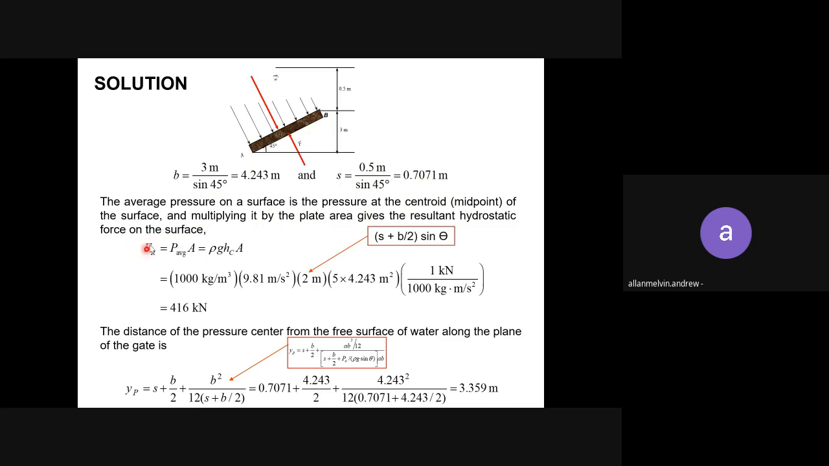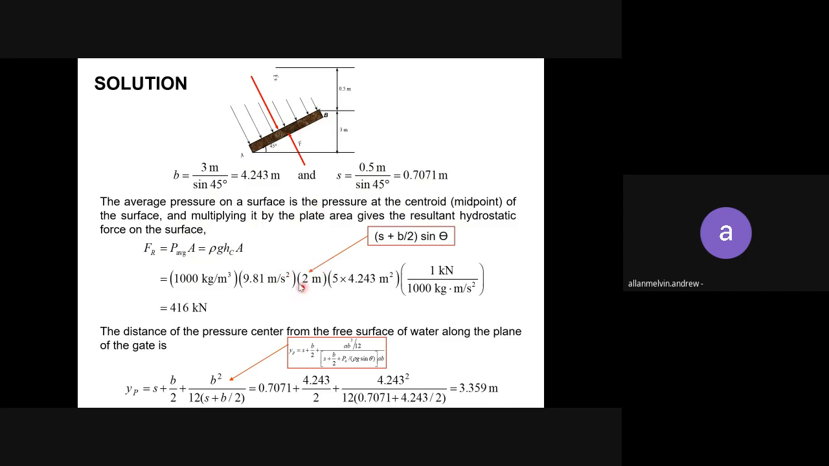So you will calculate FR. FR is acting 2 over 3, so 2 over 3 of the plate is below the centroid. First you calculate FR. FR is the average pressure times the area. The average pressure is rho g h_C, the formula from the previous slides. So density is 1000, gravity is 9.81, and h_C is 2 meters.